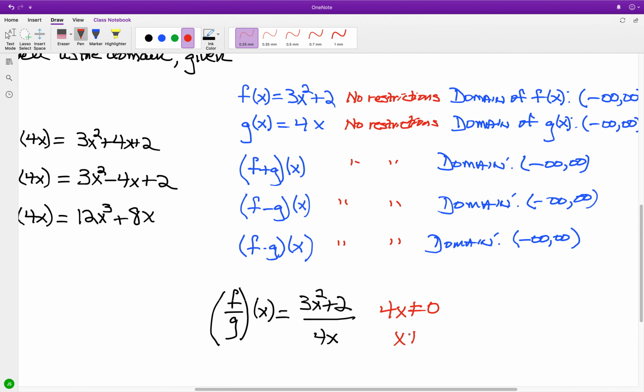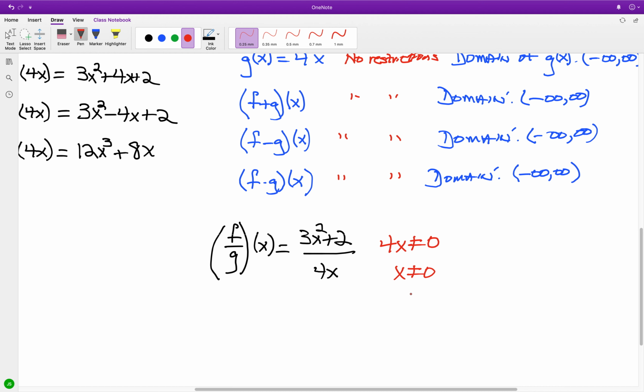So we have x cannot be equal to 0. And so, in consequence, while the sum, difference, and product functions will have the exact same domain, that is the set of all real numbers, the quotient can have a distinct domain, and this will turn out to be the case.